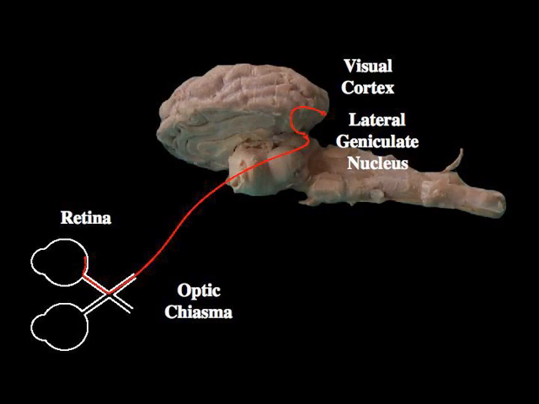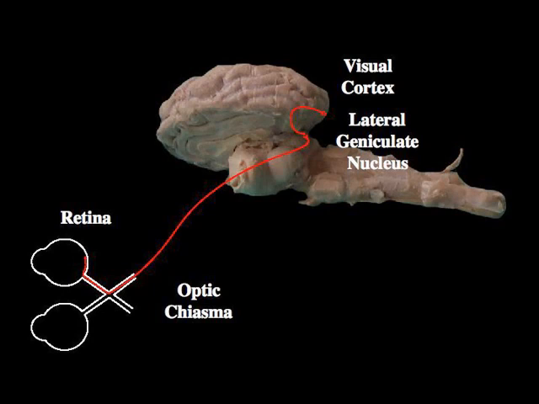A single synapse on the way to the visual cortex in the lateral geniculate nucleus. And that is a basic representation of the visual pathway. There are a few complexities that we need to put onto that pathway in order to fully understand it.